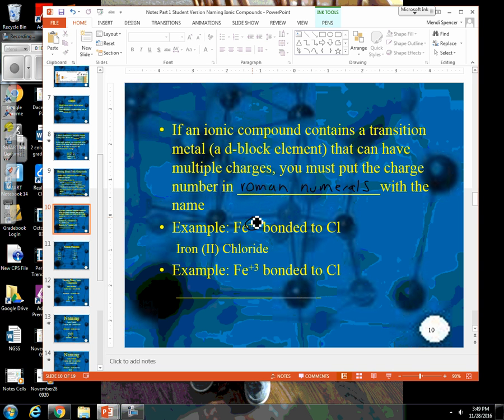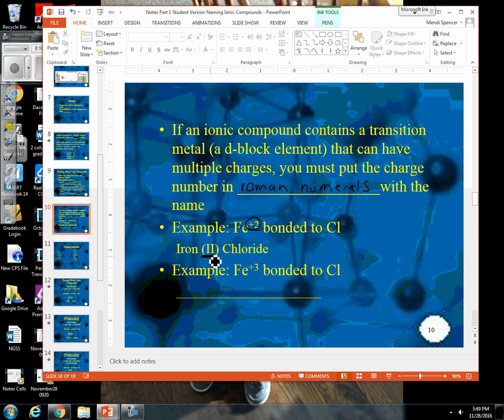So when you name it, you must show me that this is iron 2. Your Roman numeral number is the same as your charge. So iron has a +2 charge, so I put a Roman numeral 2 after iron in its name.